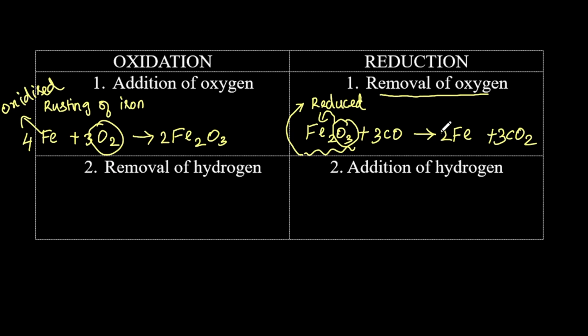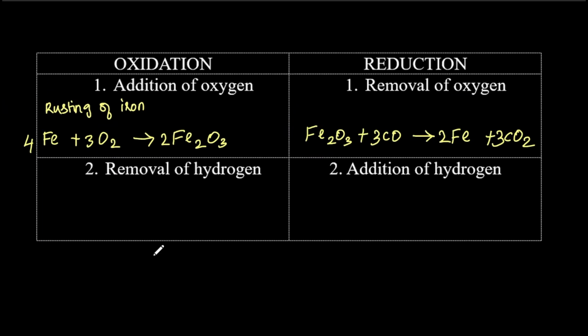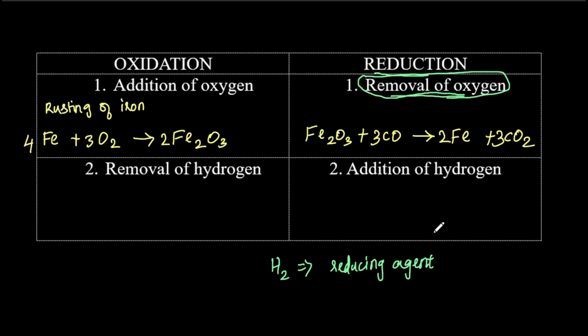I hope you understood the first definition of oxidation and reduction. Now we will go to the second definition. We saw reduction is removal of oxygen. This process of removal of oxygen is considered a separate reaction. Now there is an element which helps in this removal of oxygen. For the removal of oxygen, hydrogen is used. Hydrogen is a very good reducing agent. So hydrogen is an element helpful in the process of removal of oxygen.